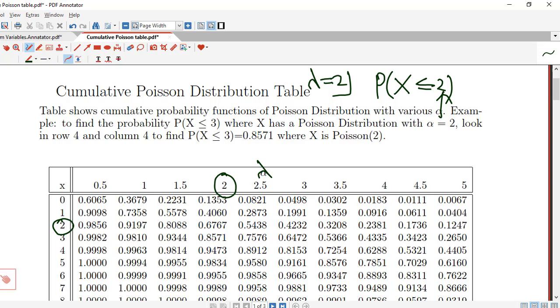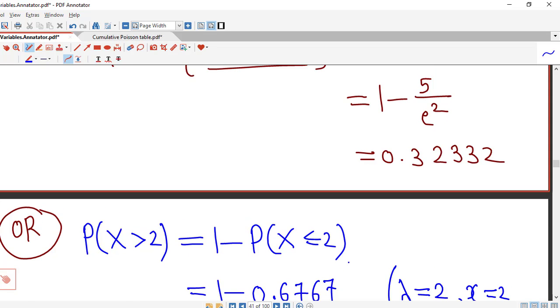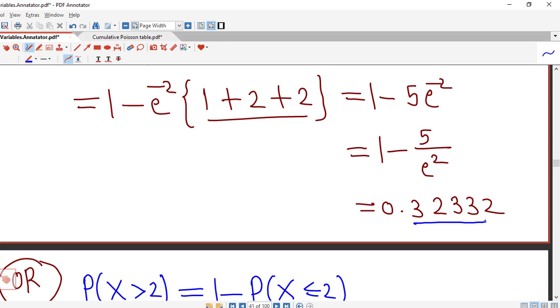So if we take the intersection of these two, this is the row corresponding to x equal to 2, and this is the column corresponding to lambda equal to 2. We find the point of intersection of the x equal to 2 row and the lambda equal to 2 column, and we obtain the value 0.6767. So the probability using the table is 0.6767, and if we take the subtraction from 1 we have 0.3233. So using the cumulative Poisson probability table we obtain the same value up to 4 decimal places, 0.3233.